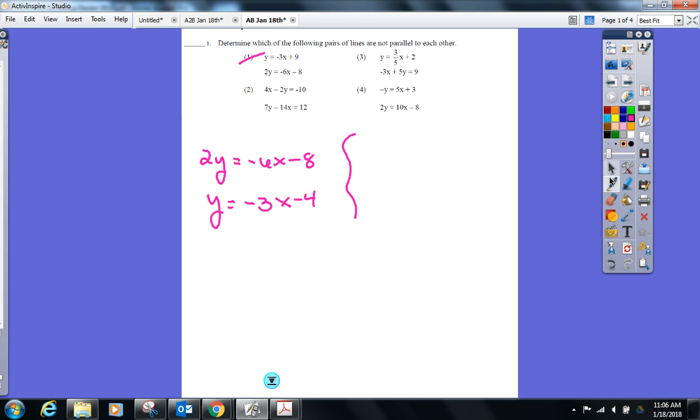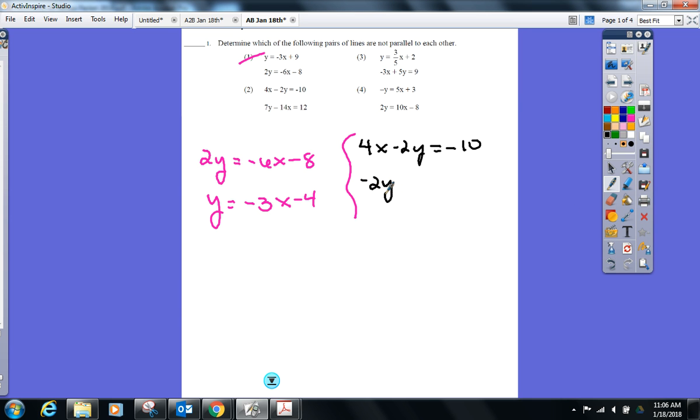Let's go to number 2. Yikes. 4x minus 2y equals -10. What do you want to do first here? How do I get y by itself here? Move what over first? I'm just trying to get y by itself, because I don't know the slope of this line unless I get it into y equals form. So I'm going to move the 4x over by subtracting.